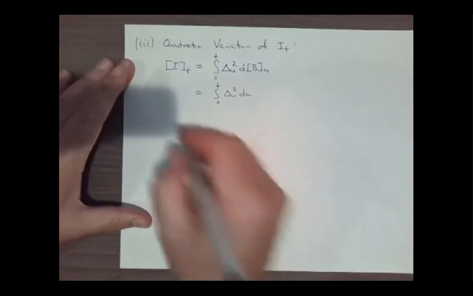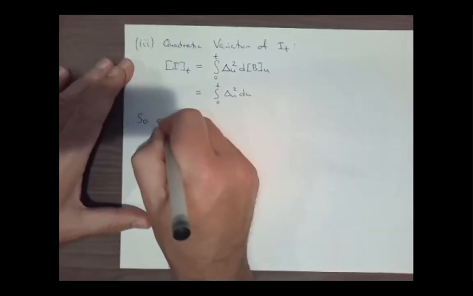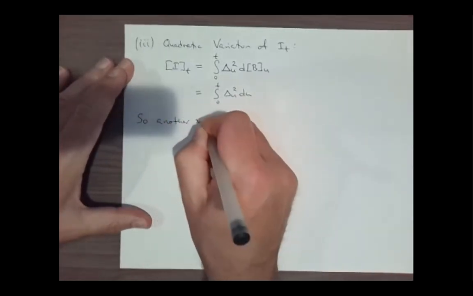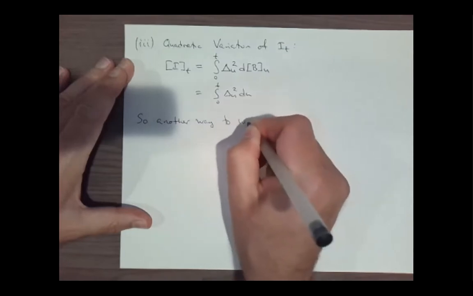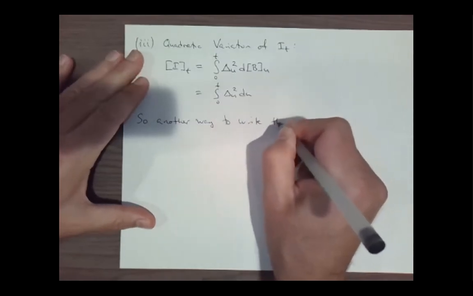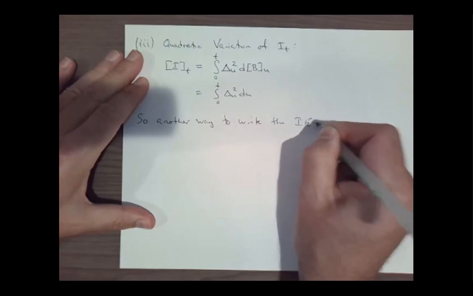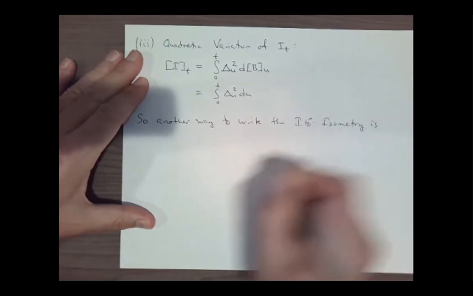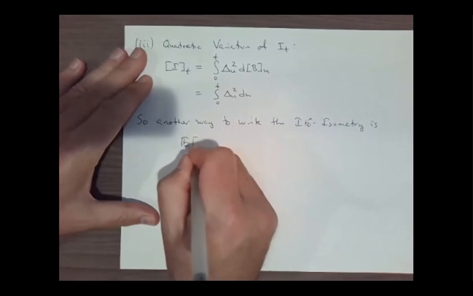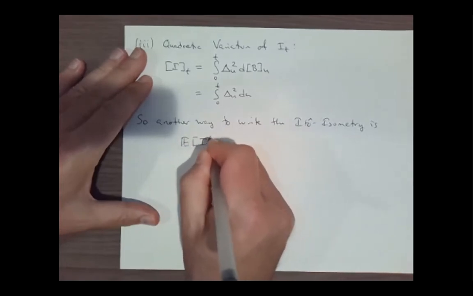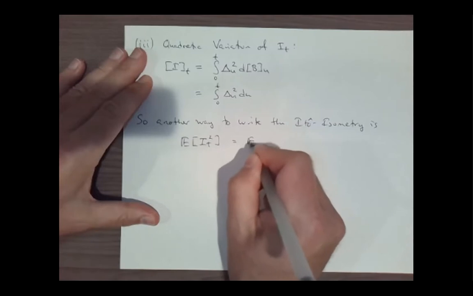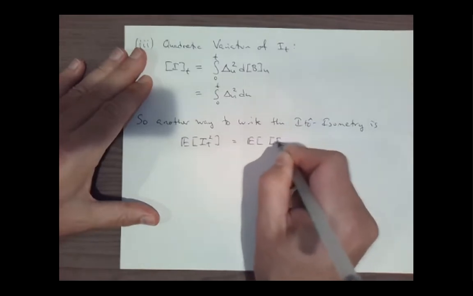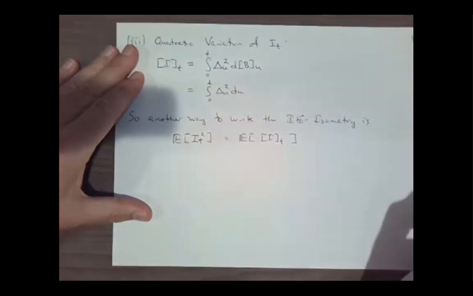So another way to write the Ito isometry is to say that the expectation of I_t squared is equal to the expectation of the quadratic variation of I_t.